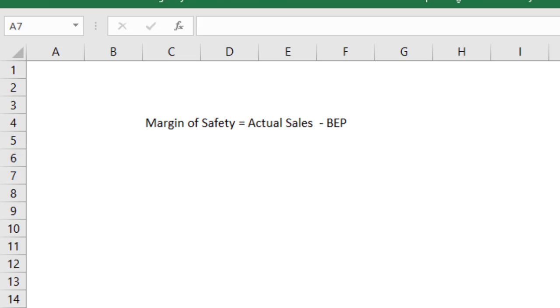So that tells you kind of how much you can drop in sales before you have to worry about starting to go into a loss situation. So in this case, we know that our actual sales are 950 shirts.